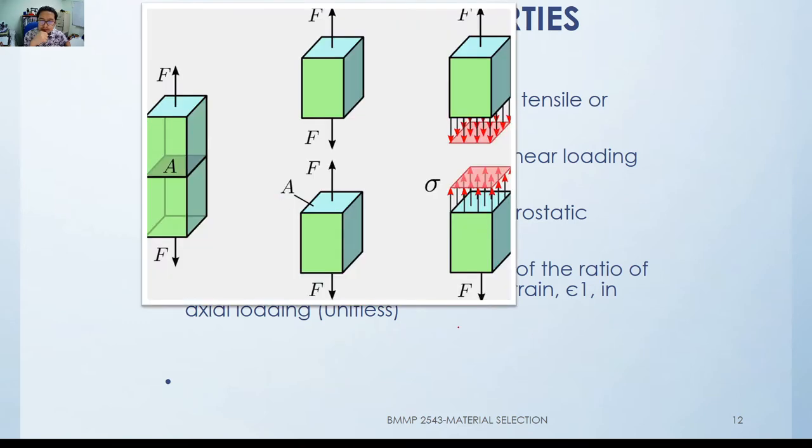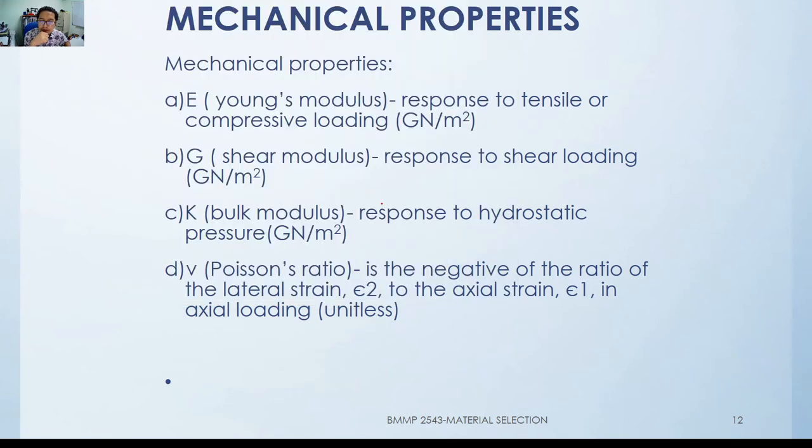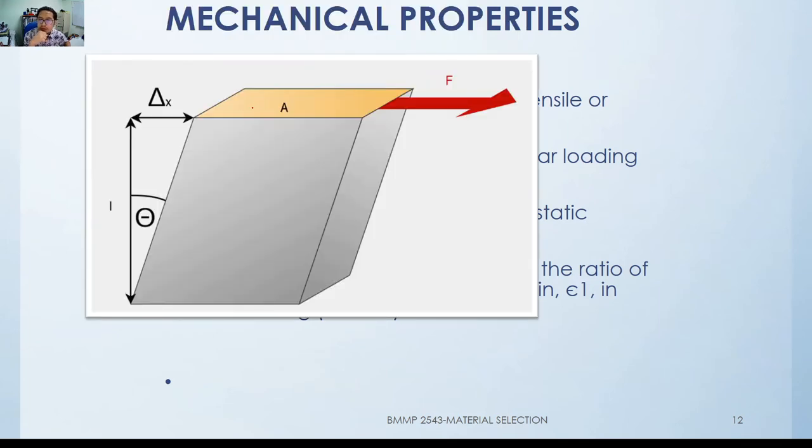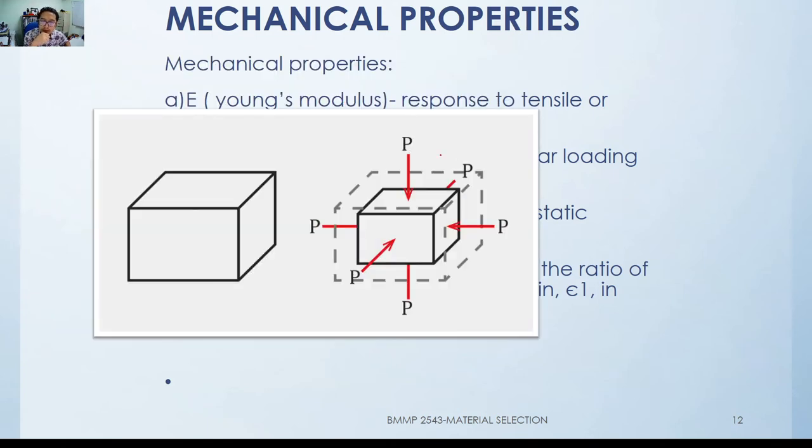As you see here, this is the force being applied over the area, and it is perpendicular to the surface of the material being subjected to it. And this is for shear modulus, which is for materials being subjected to a shear force, which is parallel to the surface of the material. Next is bulk modulus, which has isostatic pressure at all the surfaces of the material, being subjected to the pressure or stress.